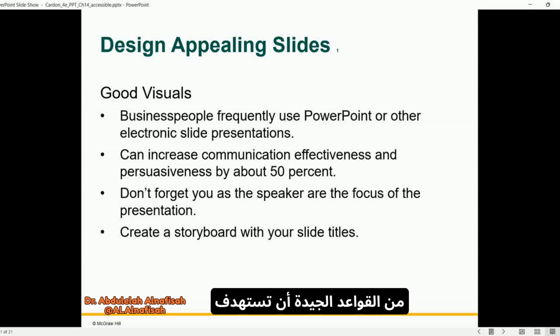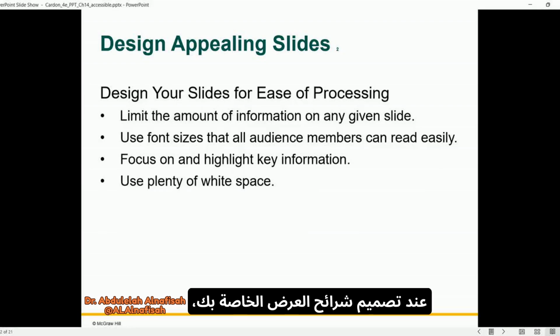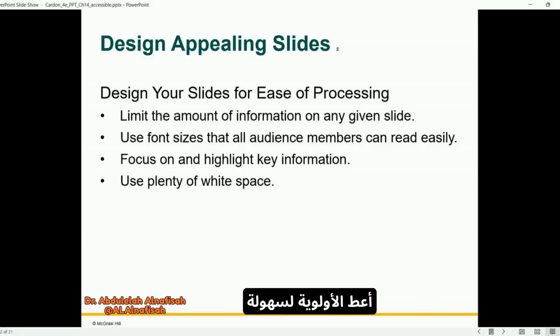A good rule of thumb is to aim for one slide for every 1 to 2 minutes of presentation time. This strategy not only keeps the presentation concise, but also helps maintain audience engagement. When designing your slides, prioritize ease of processing for your audience. Implementing the KISS principle, keep it simple, stupid, is an effective strategy. However, focusing on clarity and comprehension is even more important.